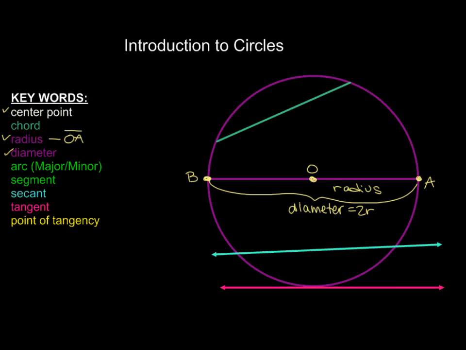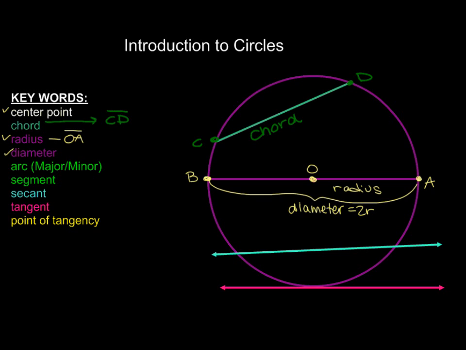Okay, on to some new things. The next word we're looking at is chord. So if you look at the green segment on your circle, here I'm going to label this as point C, and we'll label this as point D. Any segment that connects 2 points on the circle is a chord. Okay, and again, this we would denote as a segment, segment CD.